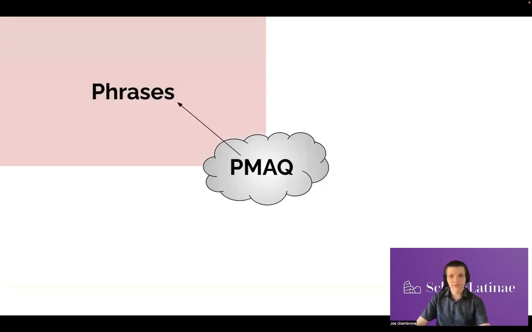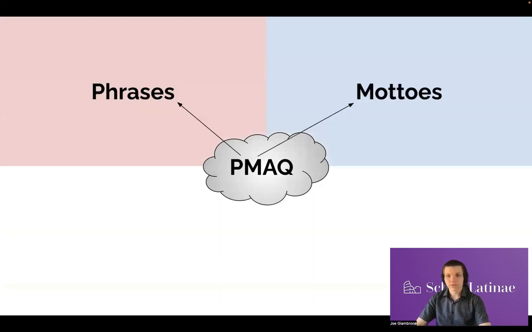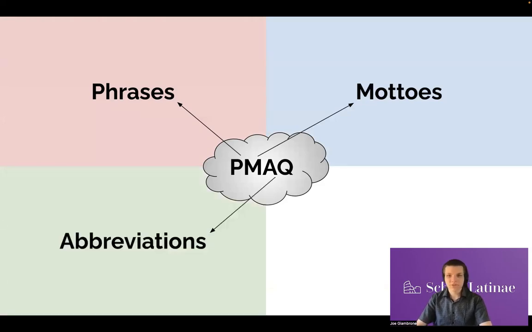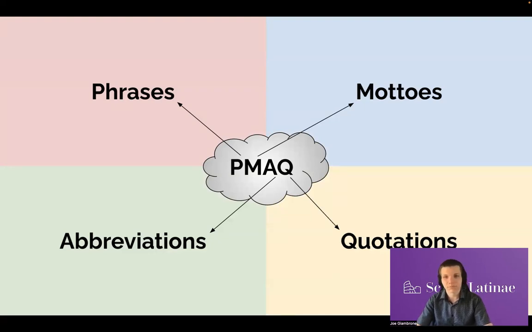The first are phrases, Latin phrases that we now use in English. The second are mottos, which you will see different institutions using. The third are abbreviations, which are like phrases but just separated by letter. And the last are quotations, which aren't as common but still often are a little bit more valuable, I'd say, and a little bit deeper.